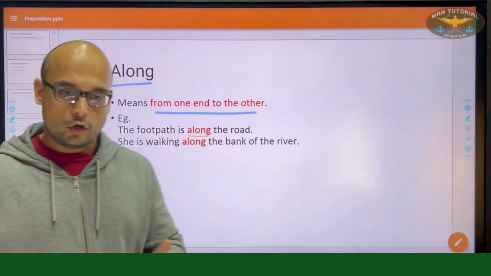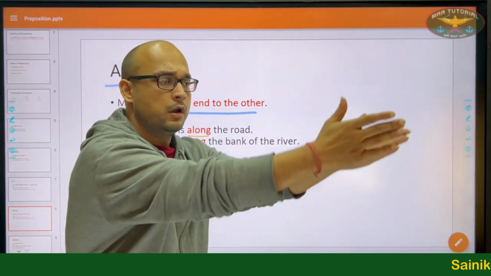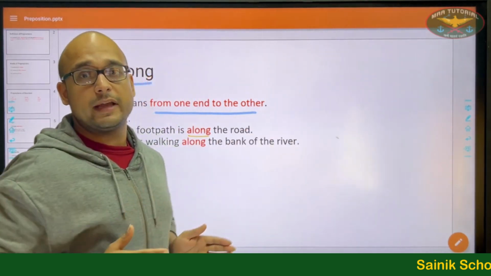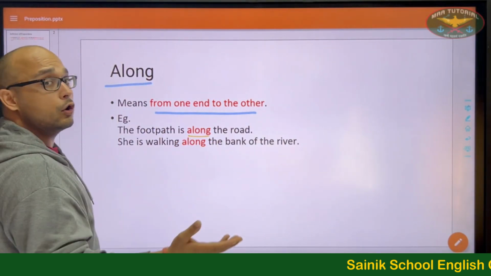Now the footpath and the road go side by side. The road goes and the footpath goes beside the road, along with the road. So there the preposition along is used. The footpath is along the road.